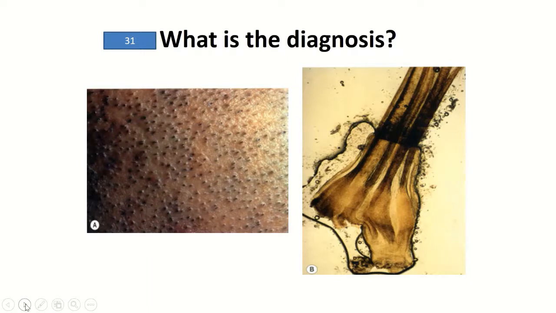Question 31. What is the diagnosis? The diagnosis here is pili multigemini. Pili multigemini is associated with hair shafts arising from one papilla.